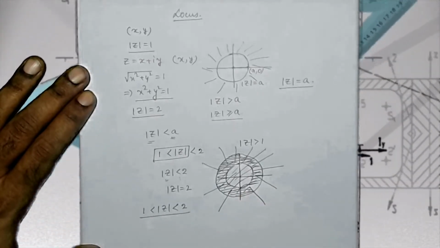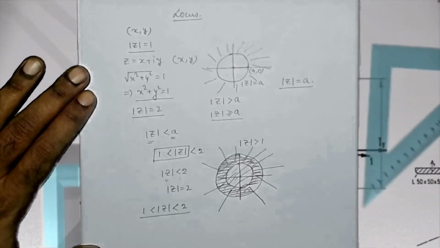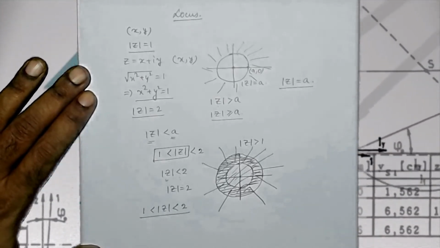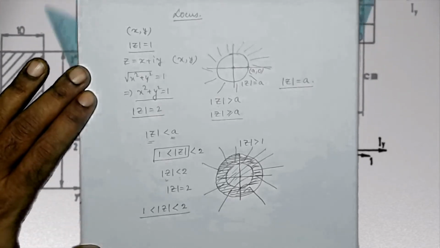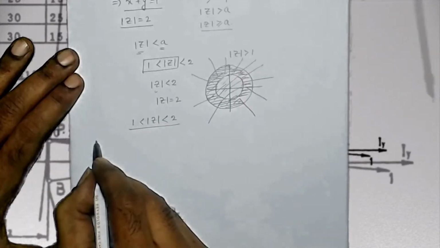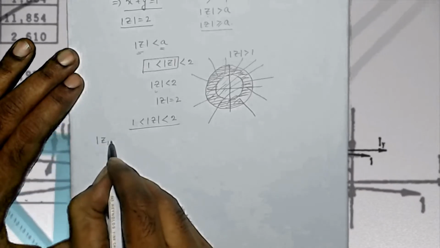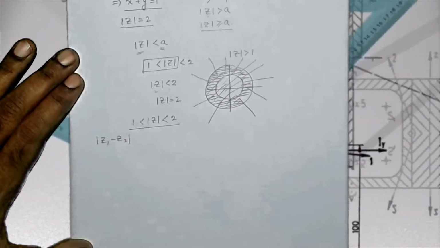Because this is a portion where z is less than 2 as well as greater than 1. Is it clear or not? Absolutely. Okay. Now, what do you mean by modulus of z1 minus z2?